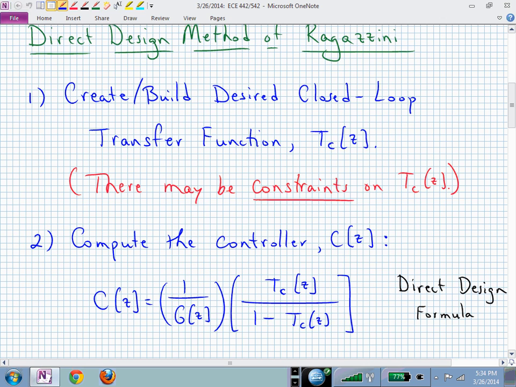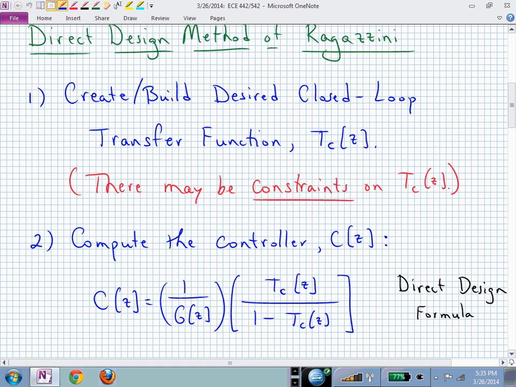Once we have T sub c of z, then we showed where this formula comes from by really just solving the closed loop transfer function expression, T sub c of z, for the controller expression, C of z. Effectively what that says is, oh, you want to invert the plant, sort of cancel the dynamics of the plant, and then substitute in the dynamics that you need to make your closed loop transfer function look like the desired transfer function, T sub c of z.